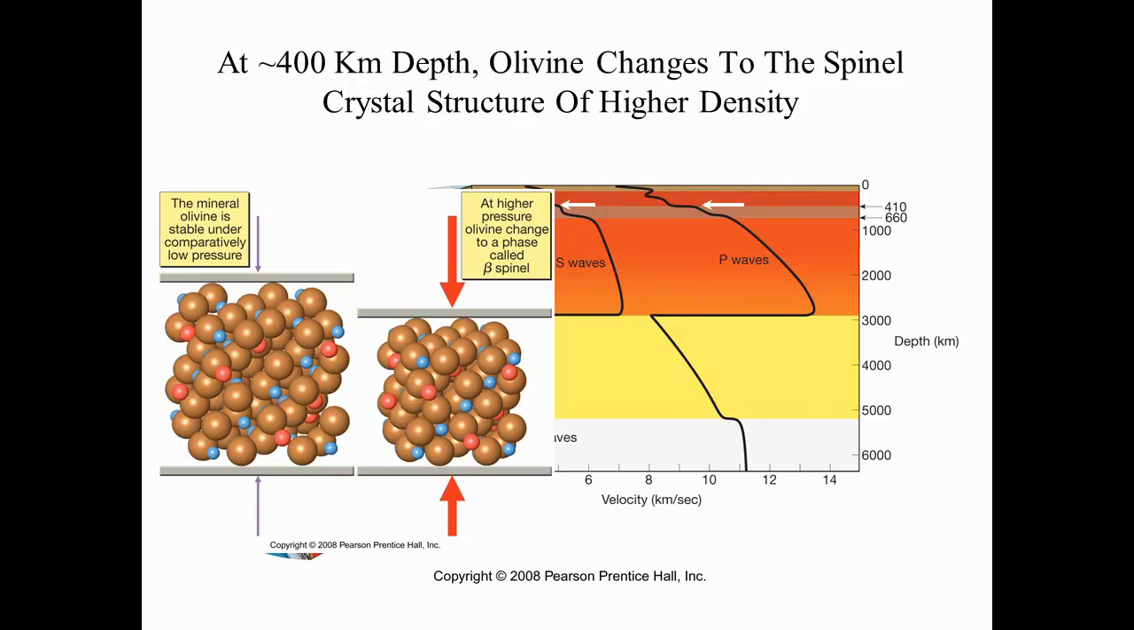And this is shown in this pop-up figure where the mineral olivine is relatively stable under lower pressures, but at a depth of 400 kilometers, pressures have increased to the point where olivine changes into a different crystal structure known as the beta spinel structure, which is quite a bit denser. And as a result, this accounts for the increase in both S waves and P waves.